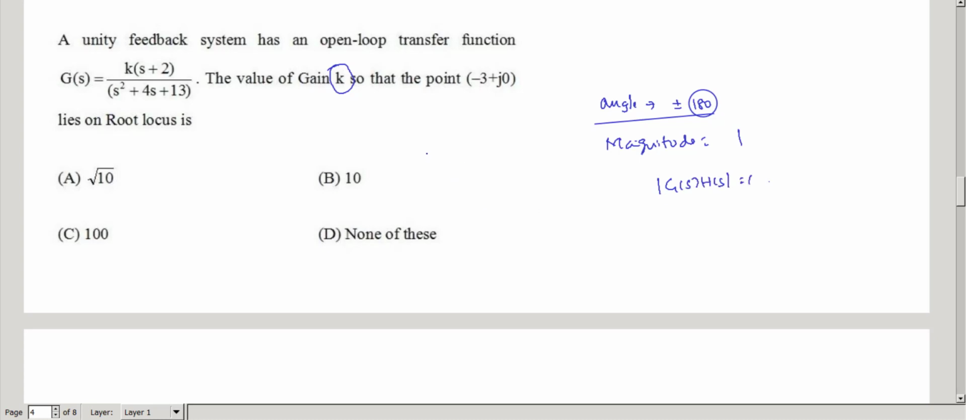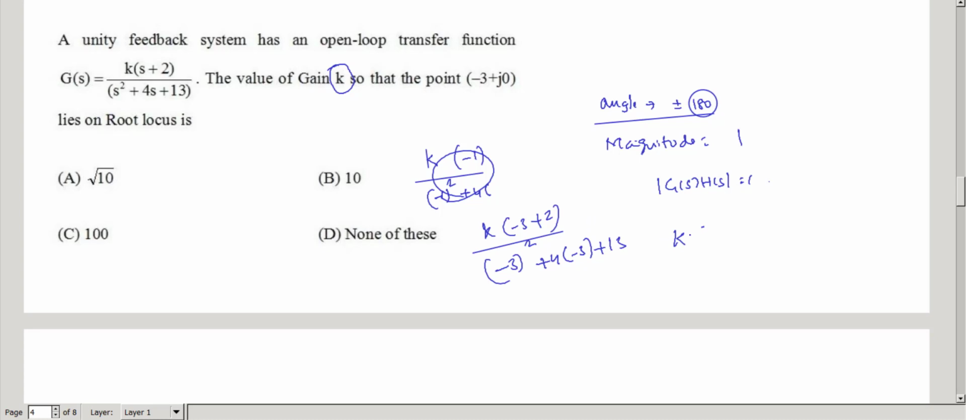So let's substitute this value. S equal to minus 3: k into minus 3 minus 1 whole square plus 4, into minus 3 plus 2, over minus 3 whole square plus 4 into minus 3 plus 13. So k into minus 1, over 9 minus 12 plus 13. 9 minus 12 is minus 3. Minus 3 plus 13 is 10. So k into minus 1 by 10. If you take the magnitude equal to 1, k equal to 10 is the answer.